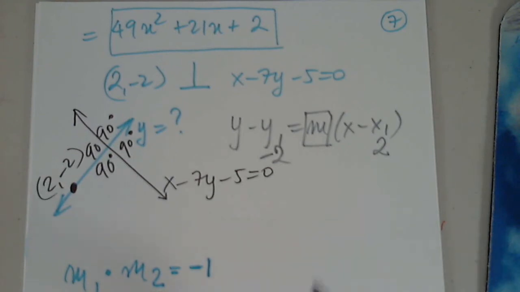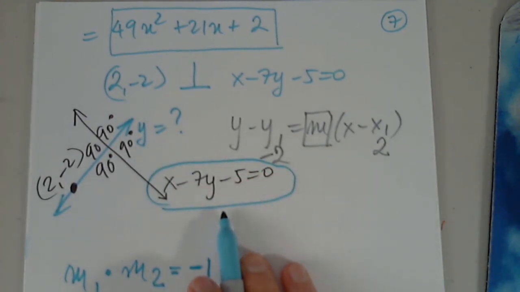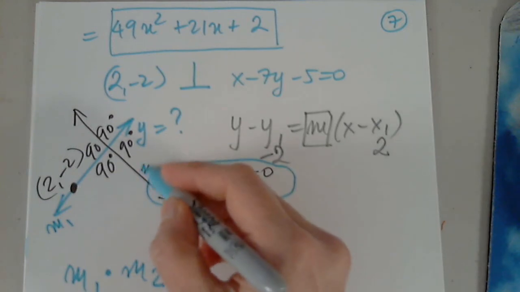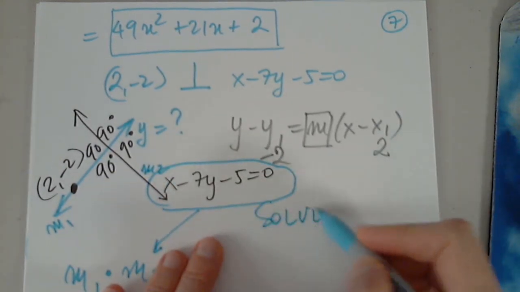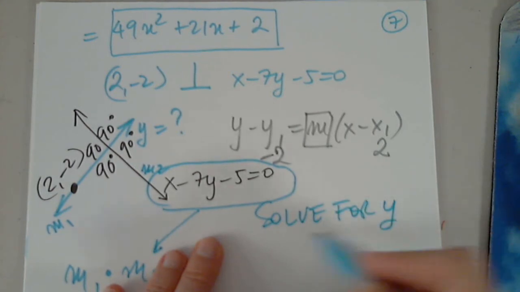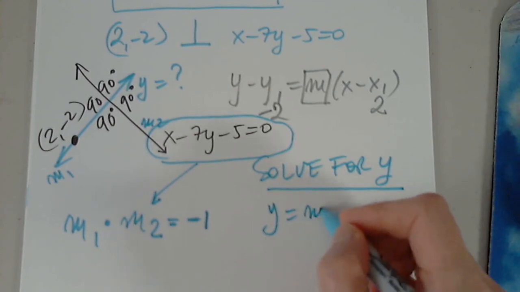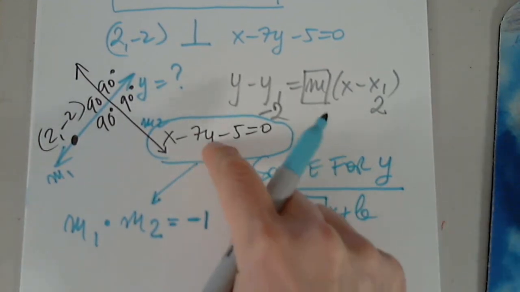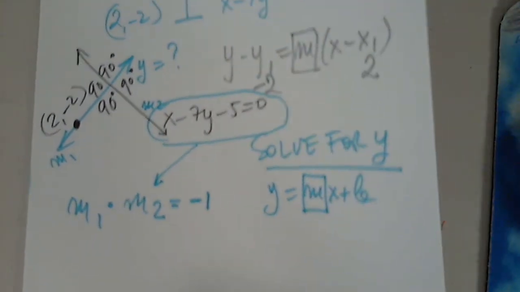Okay. So now the problem reduces to finding the slope of this line. Because if I have the slope of this line, then I can determine the slope of this line. So let's say this is m1 and this line has m2. So I have to solve for y. Only if I manage to present this in y equals mx plus b, only then I can identify the slope of that line, the given line. So I have to solve for y.